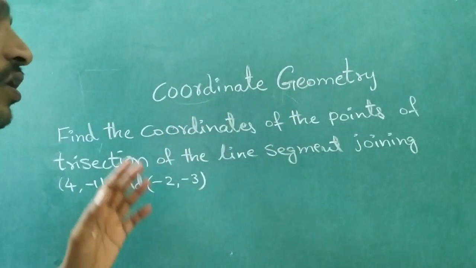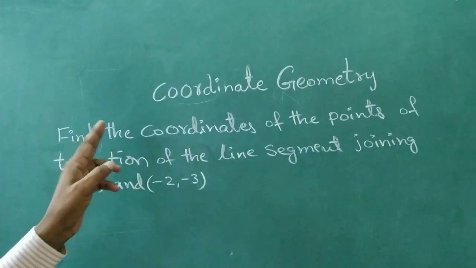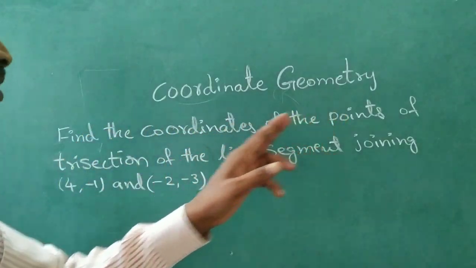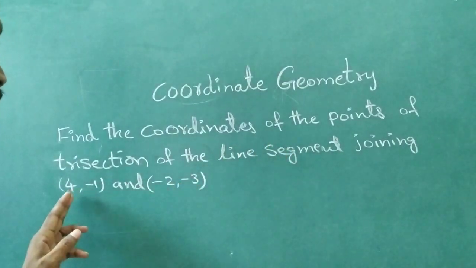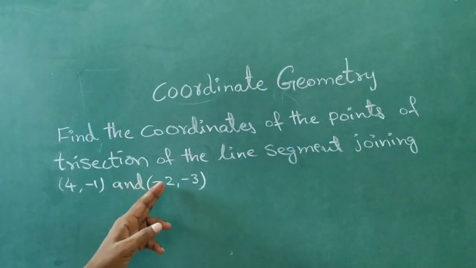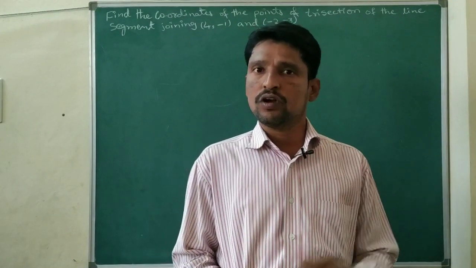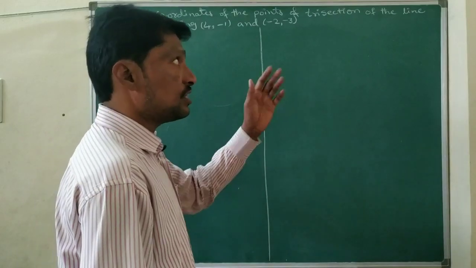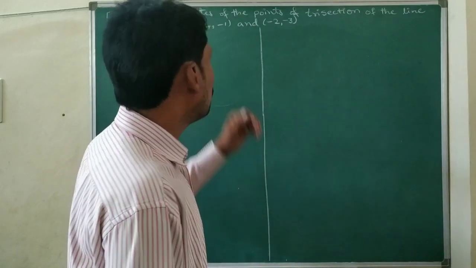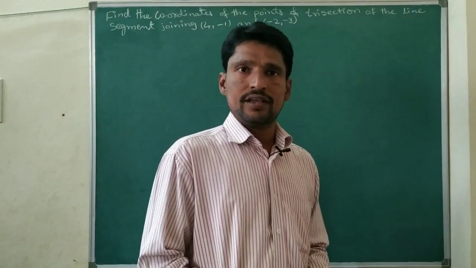Coordinate geometry, one of the most important long answer type problems. Find the coordinates of the points of trisection of the line segment joining (4, -1) and (-2, -3). Let us see what is given in this problem.